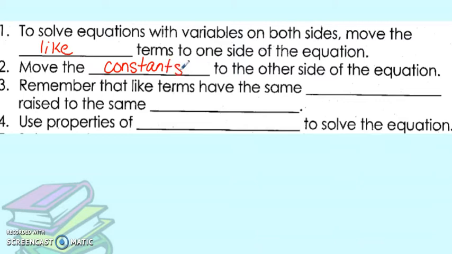Remember that like terms have the same variable raised to the same power. And we will use our properties of equality to solve the equations. What we do to one side, we do to the other. And in order to move the like terms from one side to the other, we need to use inverse operations.